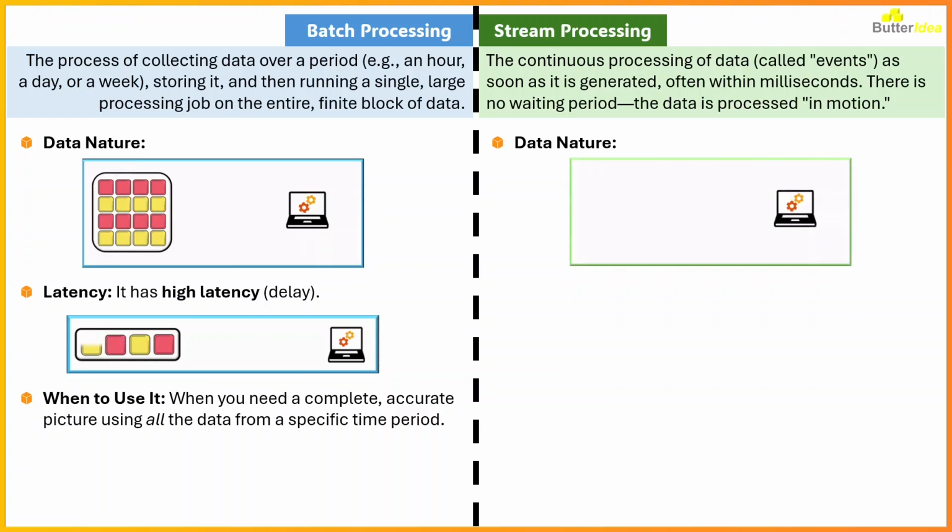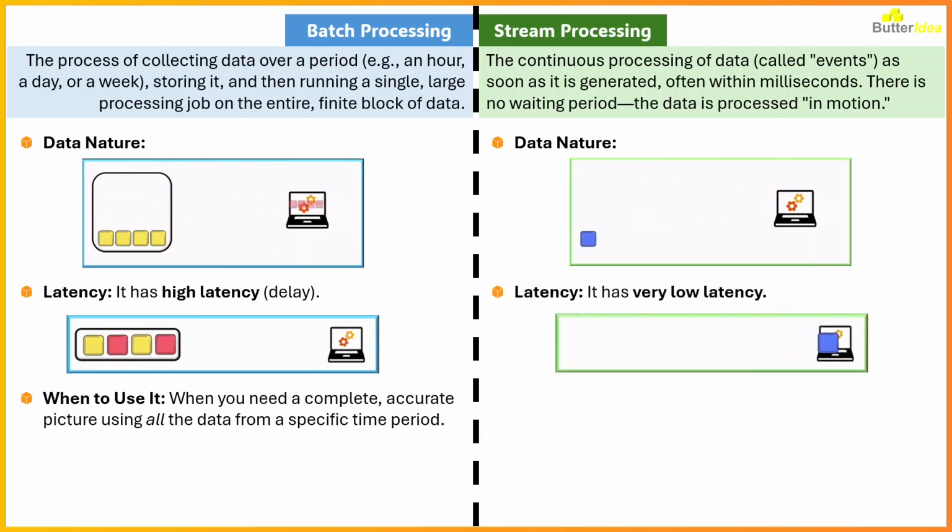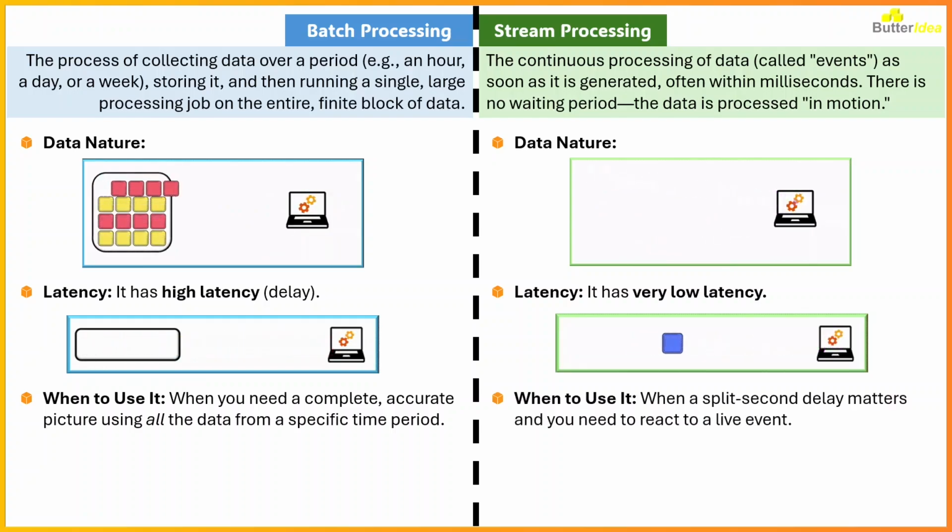Stream data is unbounded, meaning it flows continuously and often comes from multiple sources. Stream processing operates with very low latency, allowing near-instantaneous analysis and reaction. It is best used when split-second responses matter, and you need to react immediately to live events.